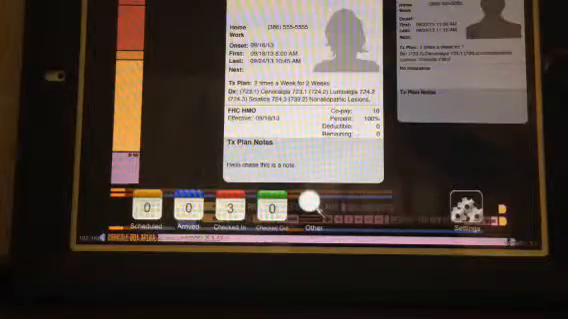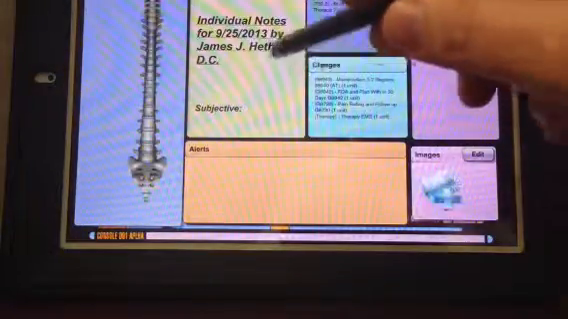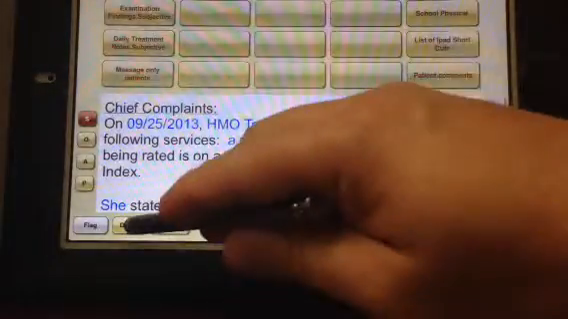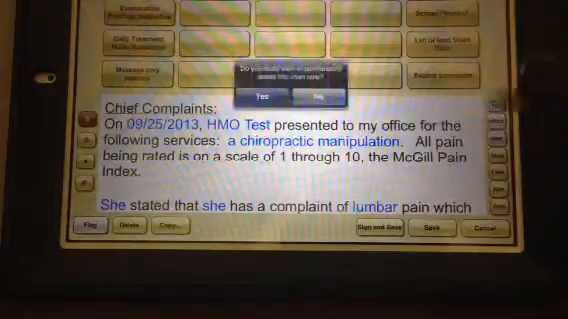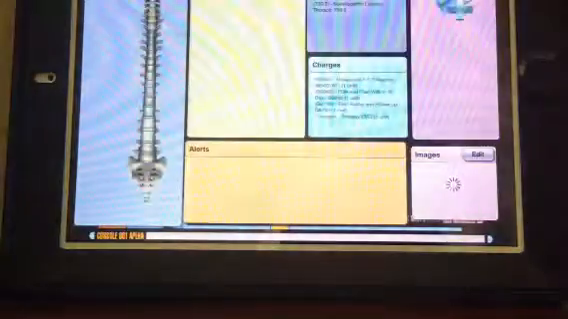Here's the new Chirotouch program for my chiropractic office. So I'm going to take a test patient and open them up, and let me just go over the daily notes, and let me just go ahead and delete everything so we can start fresh. We're going to delete this note, just as simple as that.